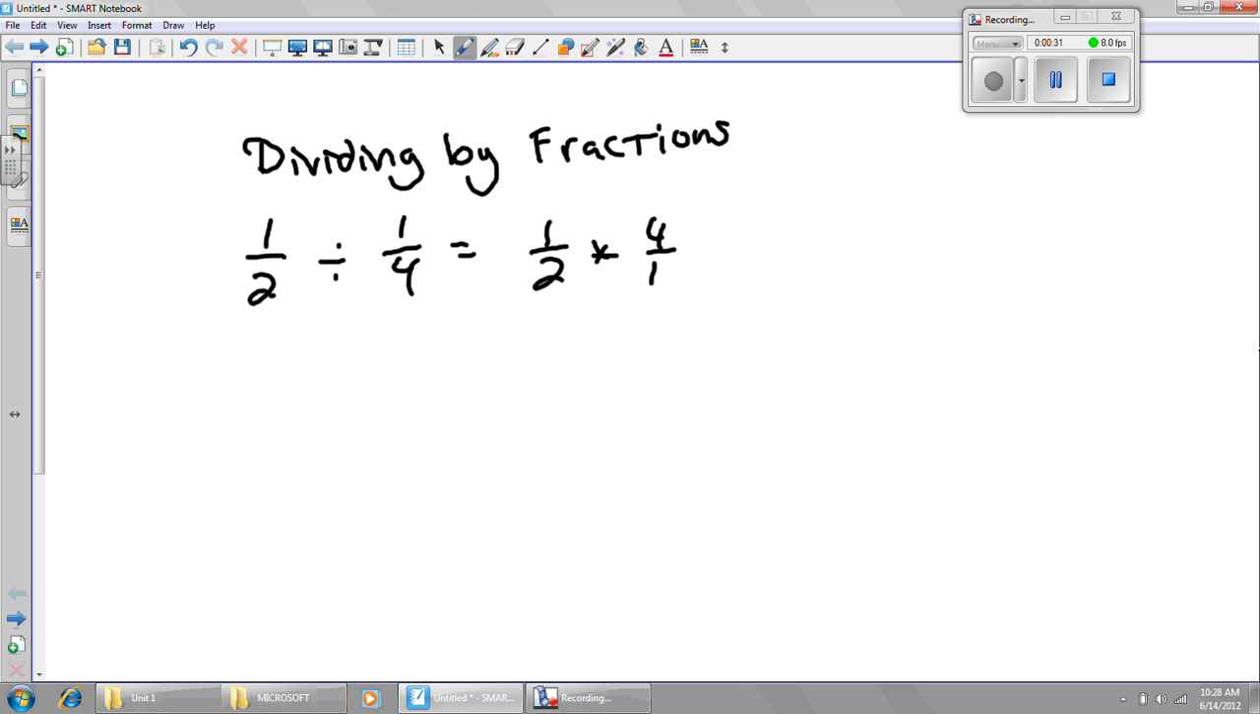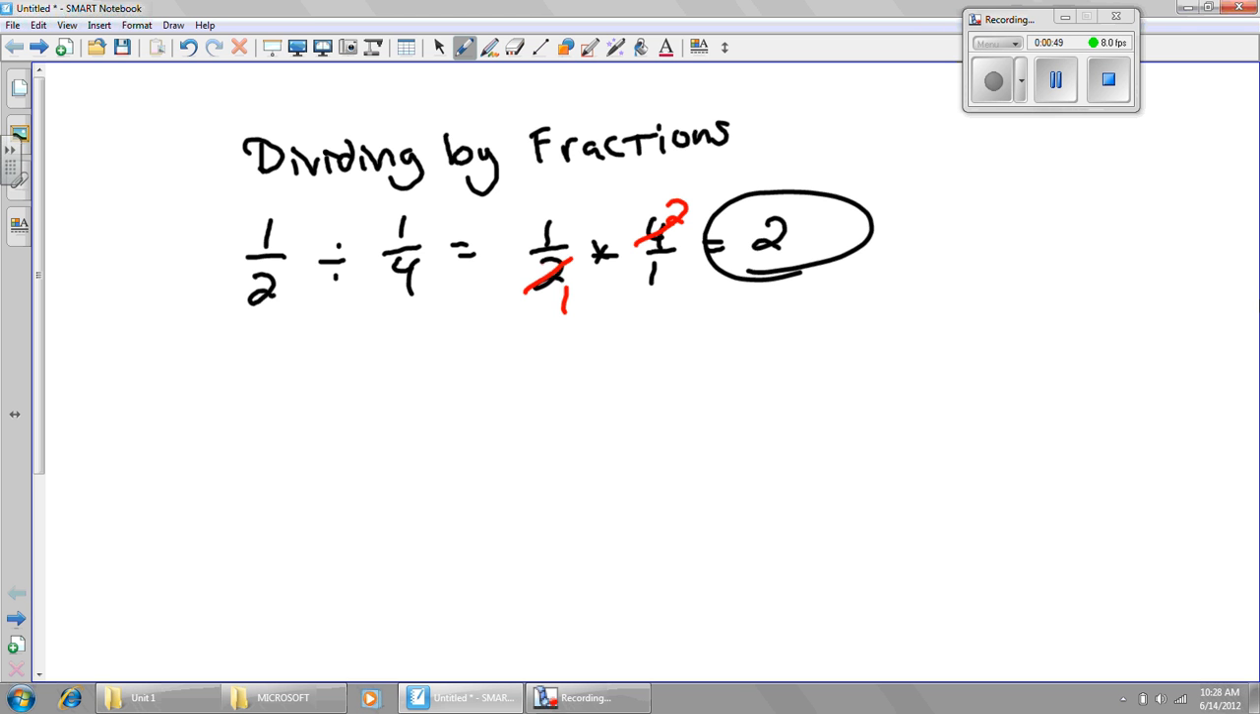Then using my little cancel out trick, I could say, well, 2 goes into both of those. It goes into 2 once and goes into 4 twice. And so therefore my answer to 1/2 divided by 1/4 is 2. Now a lot of you will do that, but you don't know why. And you want to know why, and it bothers you.